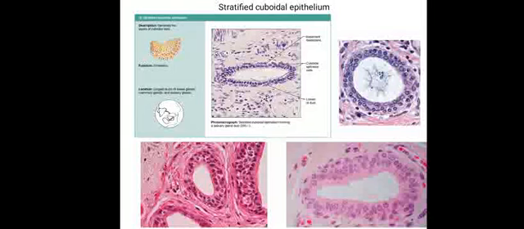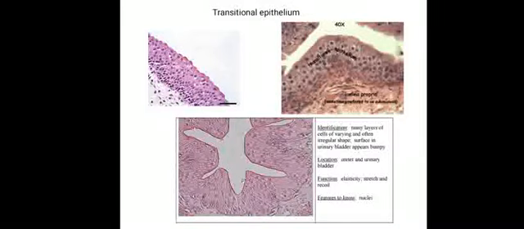So they are found in those areas: salivary glands, sweat glands, and mammary glands. Those are where you can find the stratified cuboidal epithelium.